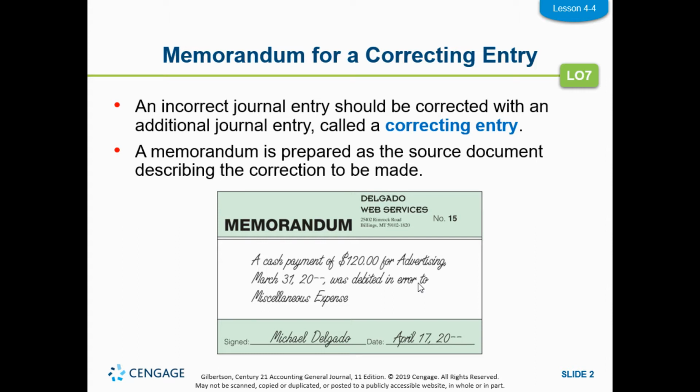Okay. An incorrect journal entry should be corrected with an additional journal entry called a correcting entry. This is what we would call a manual journal entry. A memorandum is prepared as a source document describing the correction to be made. Oftentimes, though, in reality, the memorandum is just an explanation in the journal entry, like a little written blurb as to what you're doing. That would suffice for a source document, describing the previous transaction references and what you're correcting. So you're correcting a previous entry. Again, the memorandum might be right in the journal entry software, if you like.